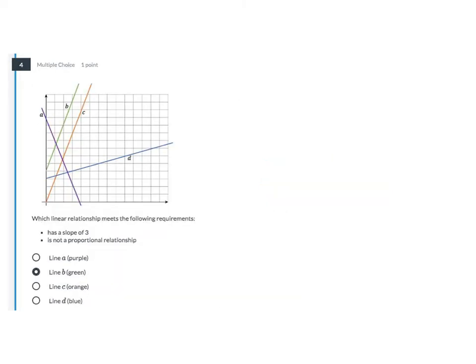Here is number 4. Which linear relationship meets the following requirements? It has a slope of 3 and is not a proportional relationship. So it is not a proportional relationship, so it does not go through 0, 0. Now we need to figure out which of these has a slope of 3. So remember, we're going to pick 2 points off of that line. So we have here and here. Here's my slope triangle. This is 1, and then we have 3. This slope is vertical over horizontal, and that's 1 over 3.